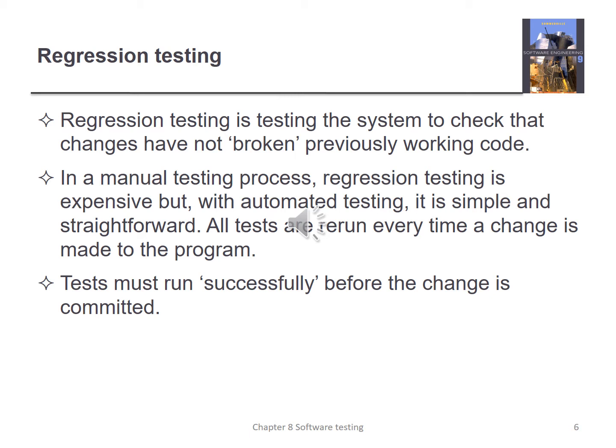Regression testing is testing the system to check that changes have not broken previously working code. In a manual testing process, regression testing is expensive. Why expensive? Because it is repetition. We repeat the test cases again and again for however many increments we have. Since it is really expensive, it is a good idea to automate the testing process. It is simple and straightforward. All tests are rerun every time a change is made to the program, and tests must run successfully before the change is committed.